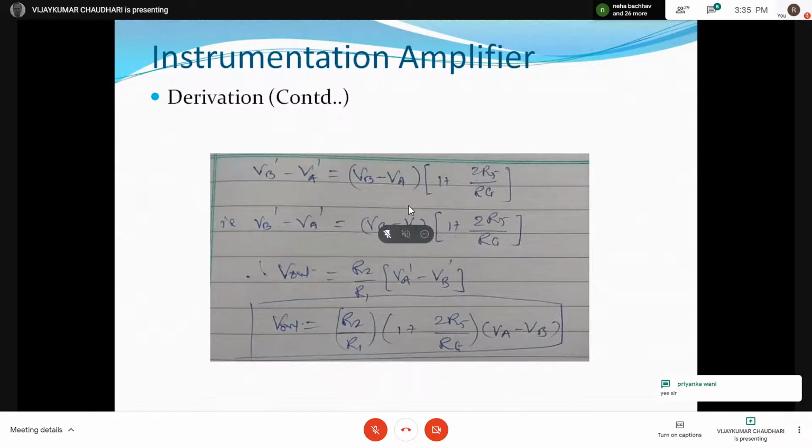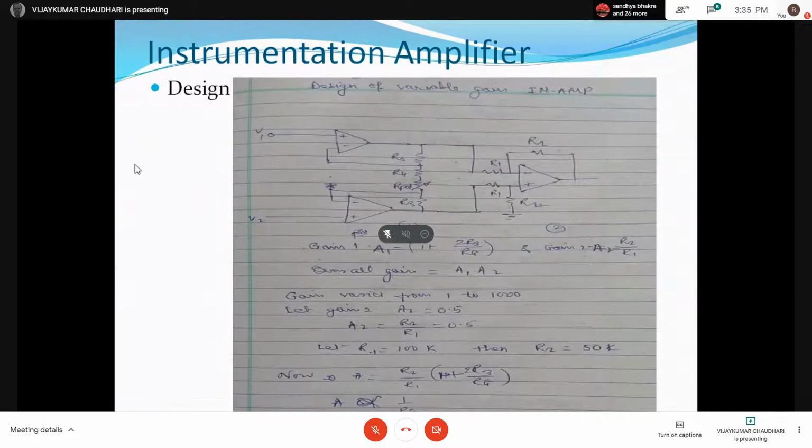Yes, sir. Okay. Do you understand this then? Well, now let us design an instrumentation amplifier with variable voltage gain. Design of variable voltage gain instrumentation amplifier.